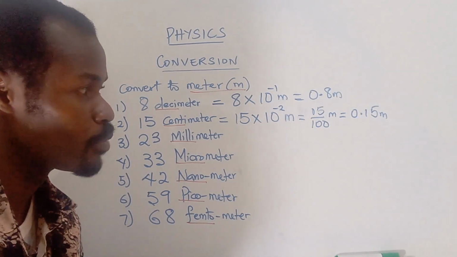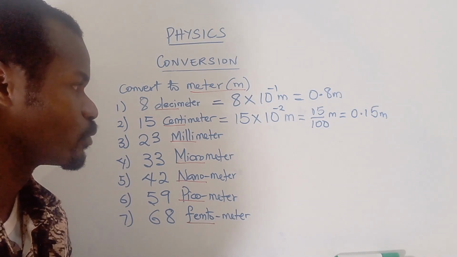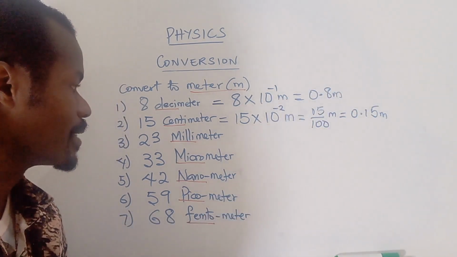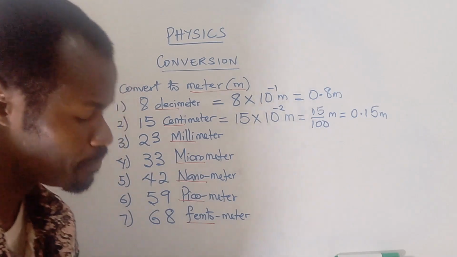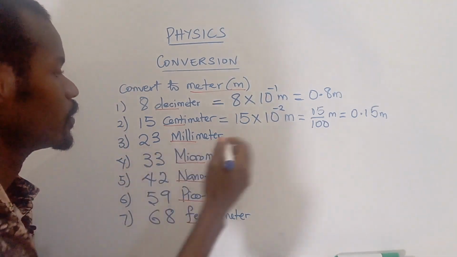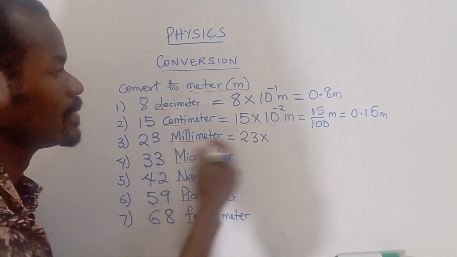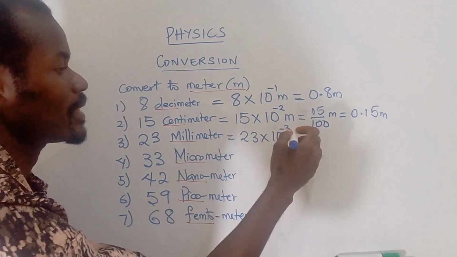Meter. But just for ease, we are going to be solving the rest without converting them to decimals like this. Okay, so let's go to the next one. The next one says 23 millimeter. So all you need to do is you bring out your 23 multiplied by milli, which is 10 raised to the power of minus 3. The meter is what?